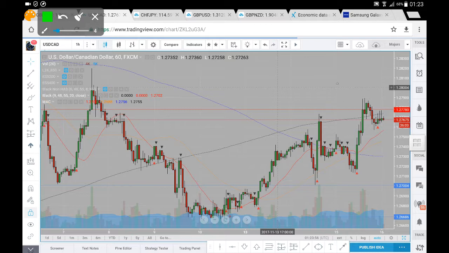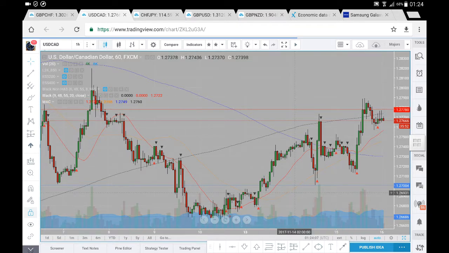Now, if we do break out to the upside, where would our targets be? Our most immediate target would possibly be around 128.20, in around these previous highs, where we did see some selling momentum coming into the market. Above that, we'll be looking for the next major levels on the charts.